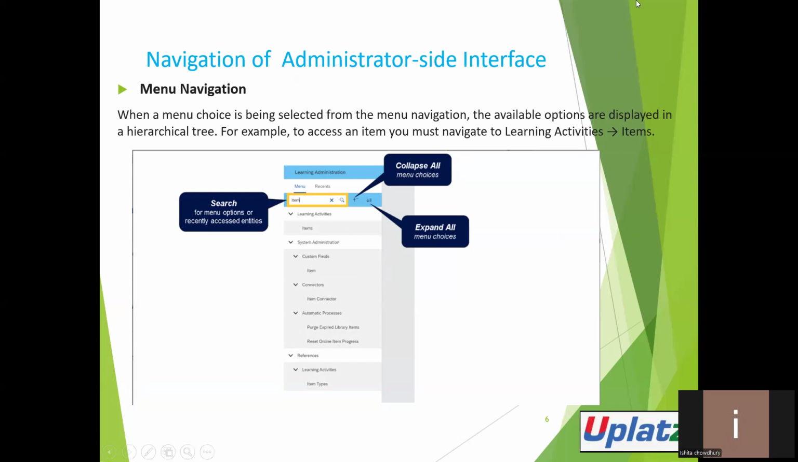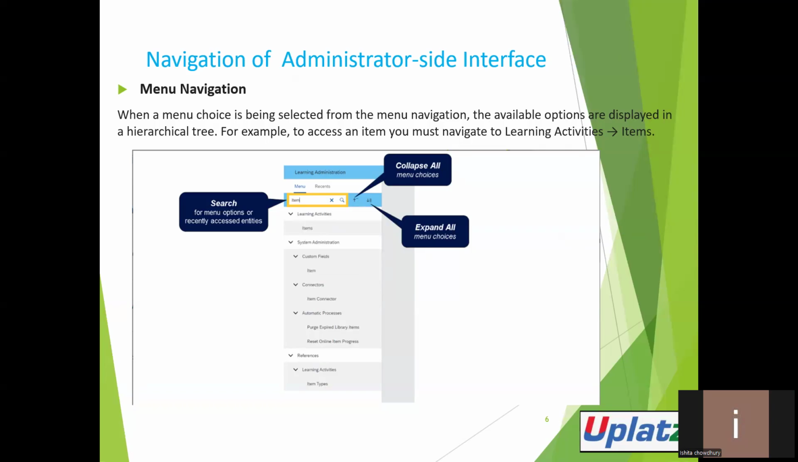So it says search for menu options or recently accessed entities. So we have something to do with the items. We can click on items and look forward to search for a particular item. We can also look forward to delete an item or anything related to item.